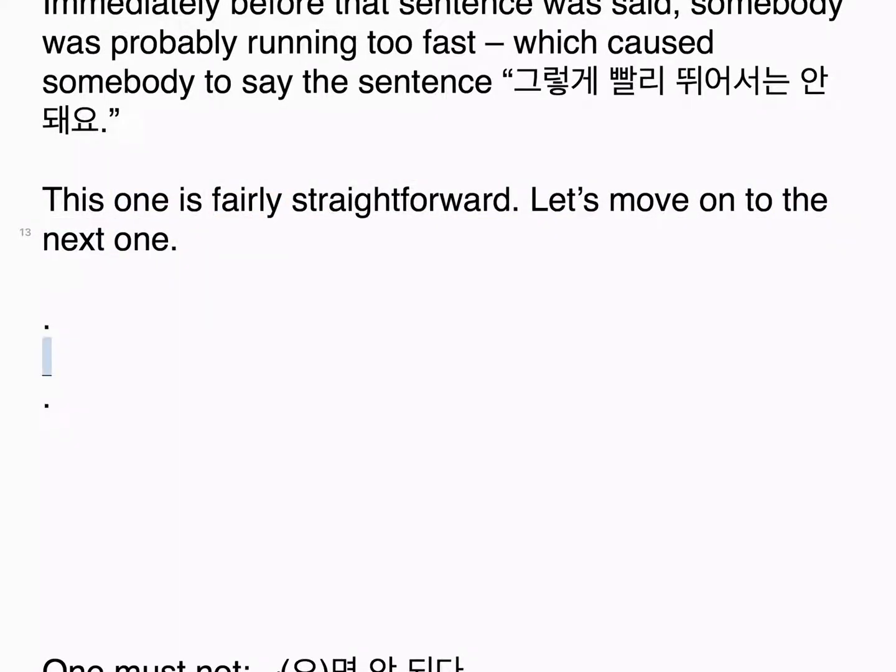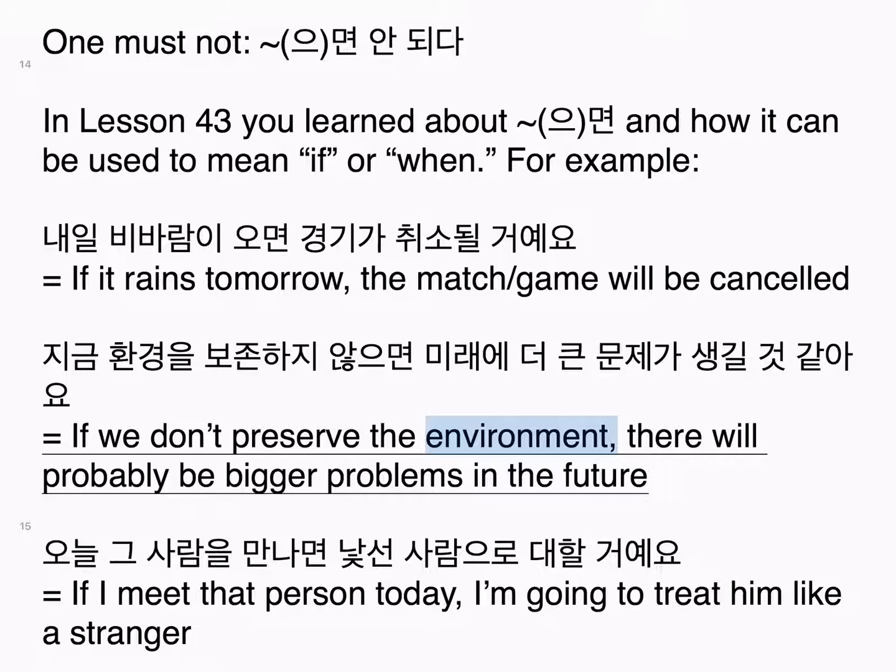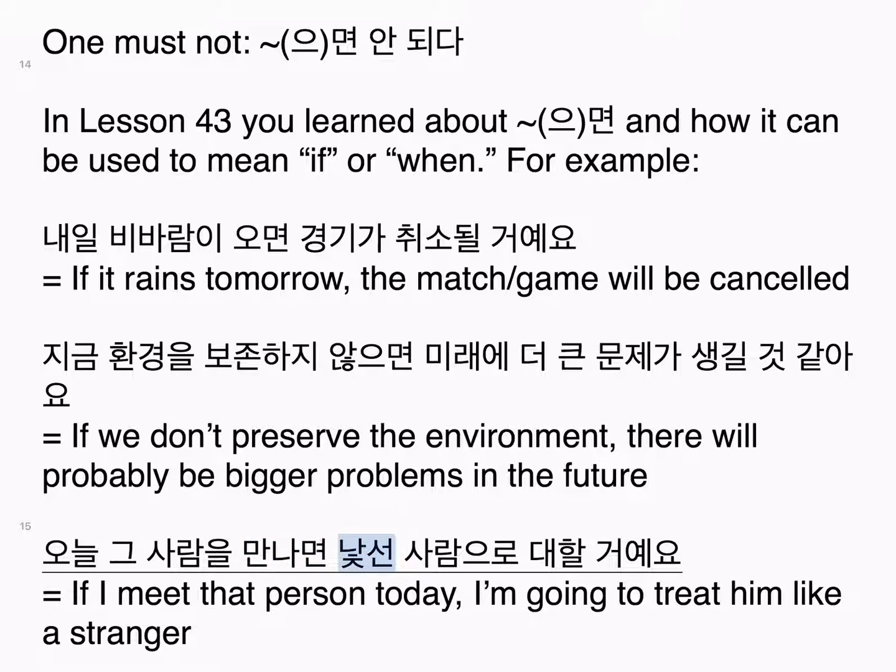One must not. 으면 안 되다. In lesson 43 you learned about 으면 and how it can be used to mean if or when. For example, 내일 비바람이 오면 경기가 취소될 거예요. If it rains tomorrow, the match will be cancelled. 지금 환경을 보존하지 않으면 미래에 더 큰 문제가 생길 것 같아요. If we don't preserve the environment, there will probably be bigger problems in the future. 오늘 그 사람을 만나면 낯선 사람으로 대할 거예요. If I meet that person today, I'm going to treat him like a stranger.